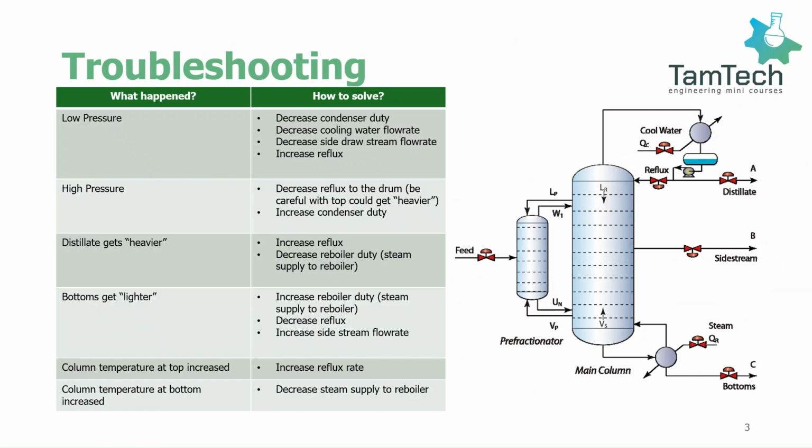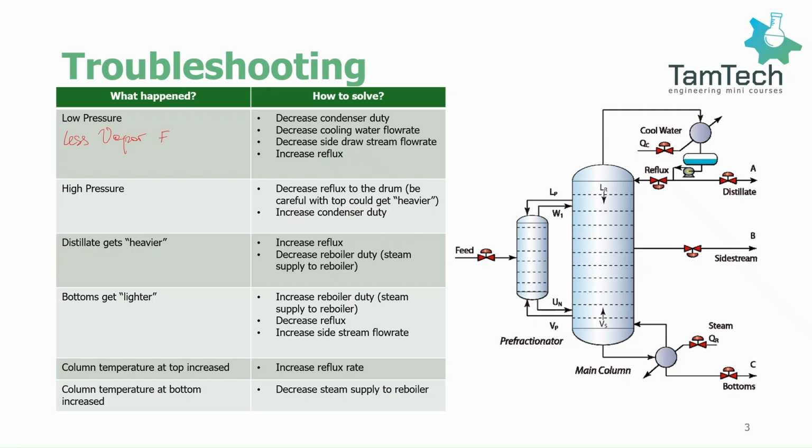Now in this slide, we will focus on the problem troubleshooting part, and we will specifically focus on the 6 problems that are mentioned here. The first problem that we will see is the low pressure case. Low pressure means that in the distillation column, and usually at the top of the distillation column, we have less vapor flow rate than is needed.